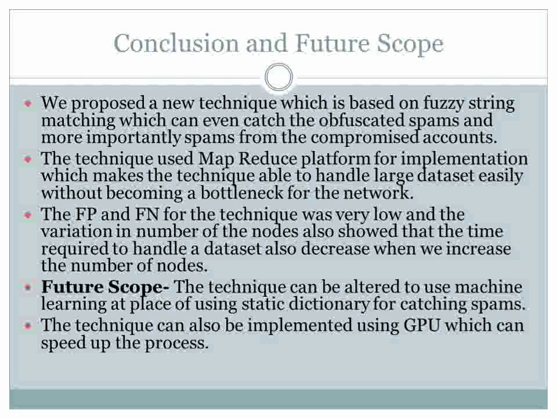So finally, talking about the conclusion and the future scope of our research. We proposed a new technique which is based on fuzzy string matching and which can even catch obfuscated spams and, more importantly, spams from compromised accounts. The technique uses a MapReduce platform for implementation, which makes it able to handle large datasets easily without becoming a bottleneck for the network. The false positives and false negatives of the technique were very low, and the variation in time across nodes also showed that the time required to handle a dataset decreases when we increase the number of nodes.